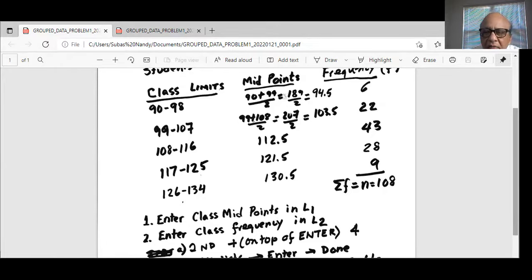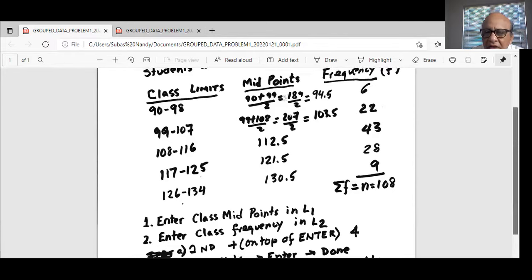Now that I have entered the midpoints in L1, I need to enter the frequencies in L2. I press the right cursor key on the top right corner of the calculator and move the cursor to the first line in L2, where I will enter the frequencies of each class. So the first line in L2 is 6, next line is 22, next line is 43, next line is 28, and next line in L2 is 9. That's the last data point.